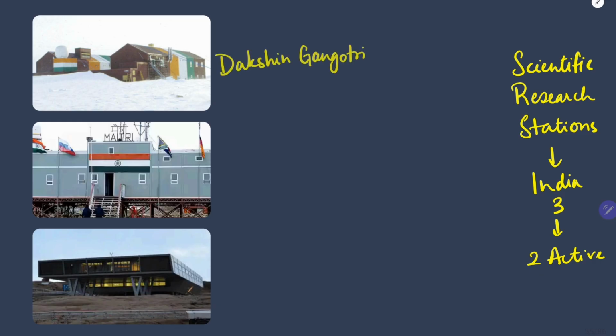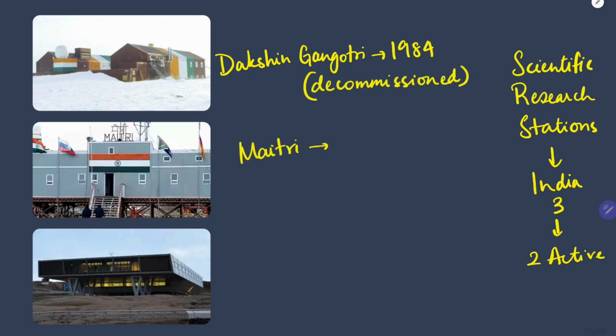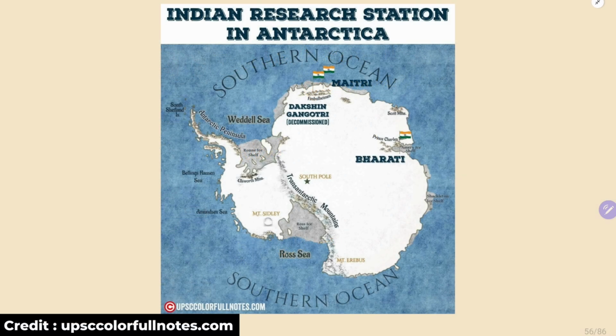The first one is Dakshin Gangotri, which became operational in 1984 but is currently decommissioned. The second one is Maitri, which has been operational since 1989. And the third one is Bharati, which has been operational since 2012. You can see the location of these research stations in this map. Here you can see Dakshin Gangotri, you can see Maitri, and you can see the Bharati research station.